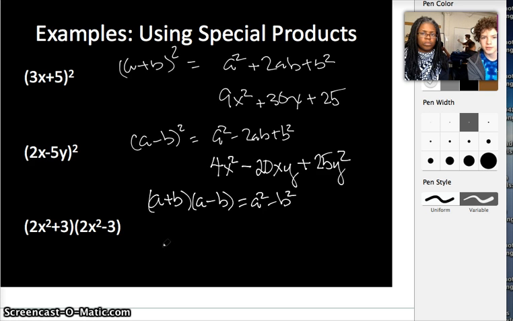Okay. So this would be my A and this would be my B. Oh, okay. So go ahead. Oh, they're kind of the same. So A squared is 4x squared, so 4x to the fourth power. Yep. Minus. And now what's the B term squared?